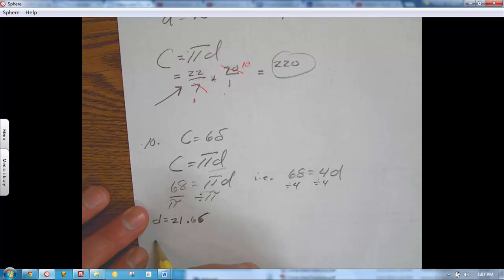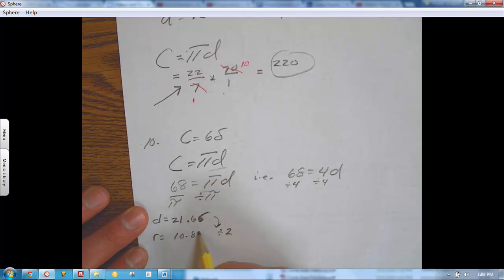And then to find a radius, all we do is take that number and divide it by 2, and that's going to get us 10.83. Okay, so just kind of working backwards there for number 10.